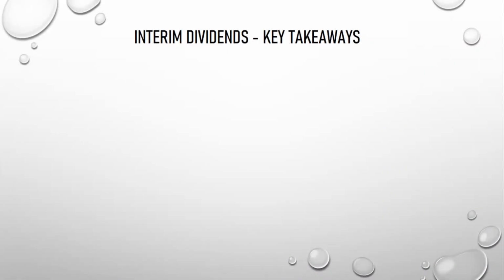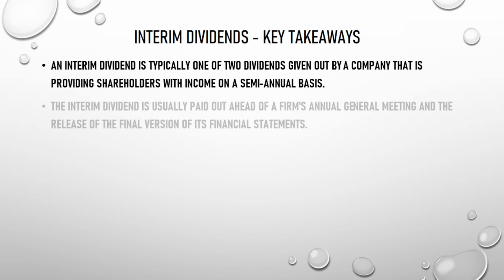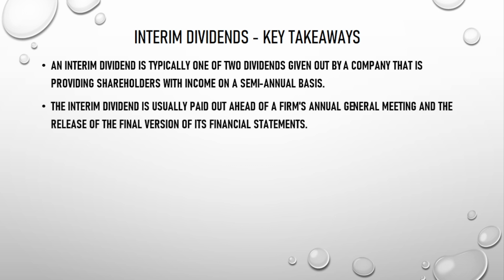I will read out the key takeaway of the interim dividend. An interim dividend is typically one of the two dividends given out by the company that provide shareholders with income on a semi-annual basis. The interim dividend is usually paid out ahead of the firm's annual general meeting and the release of the final version of its financial statement.